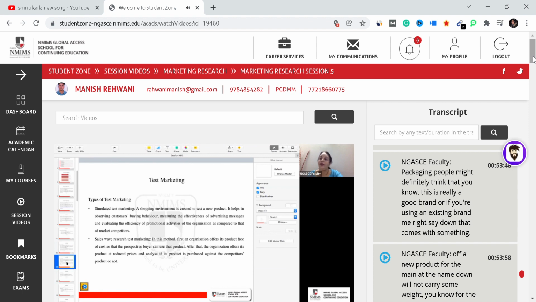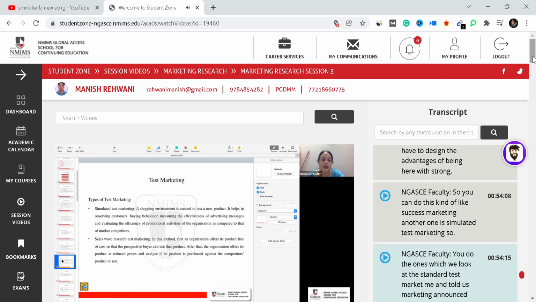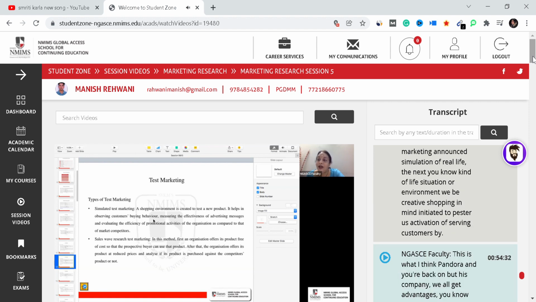Another one is simulated test marketing. So the ones we looked at are standard test marketing and controlled test marketing, and now simulation. A real life kind of situation or environment will be created. A shopping environment is created to test a new product. It helps in observing customers' buying behavior. This is what I think Kantar and Paco Underhill's company all do. Here the advantage is you may have cameras to test them. You may have all the technology to see how people respond.